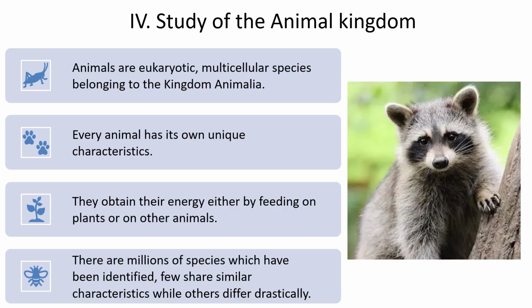After we have looked at the 6 kingdoms of life, we move on to the study of the animal kingdom. Animals are eukaryotic, multicellular species belonging to the kingdom Animalia. Every animal has its own unique characteristics. They obtain their energy either by feeding on plants or on other animals. There are millions of species which have been identified. Few share similar characteristics, while others differ drastically.